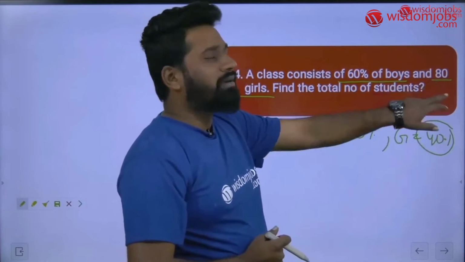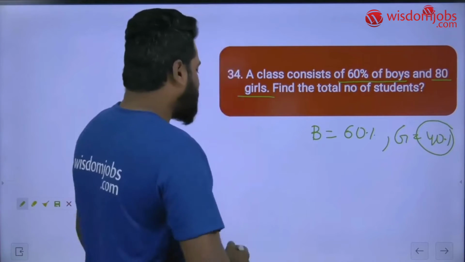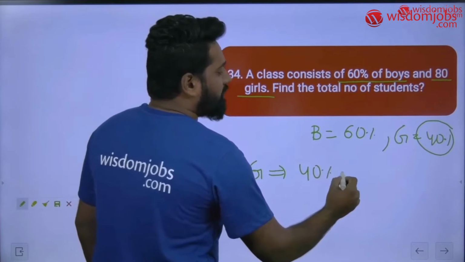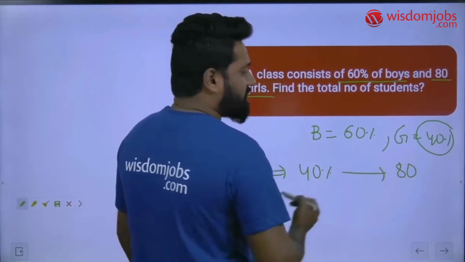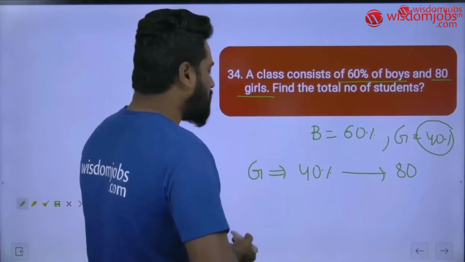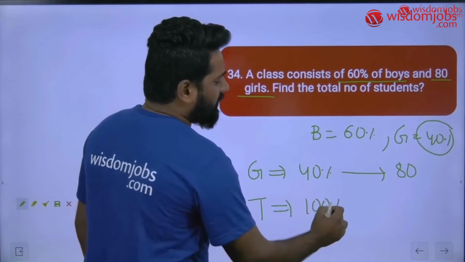In terms of number it is 80 girls. So those two represent the same thing, right? So girls percentage, which is 40%, represents 80 girls. Now here you have to find total strength. I told you if you want to find total strength, directly you can find the 100% value.